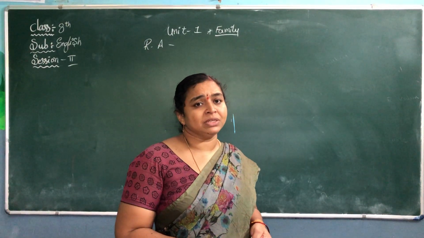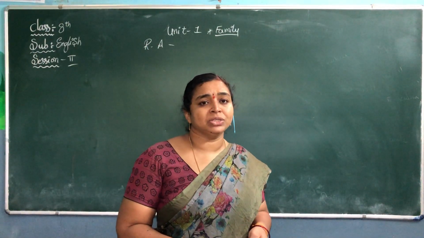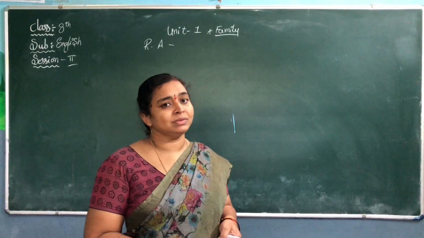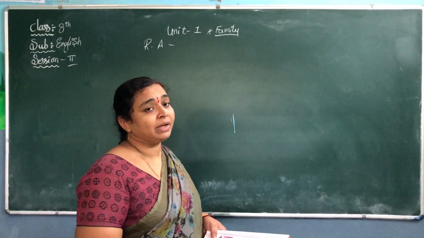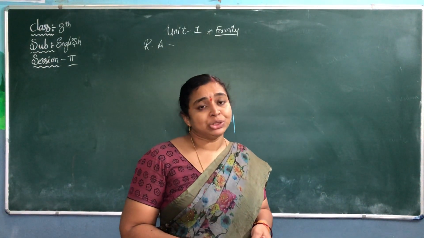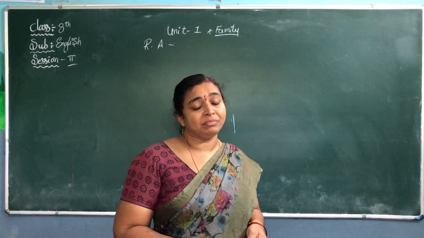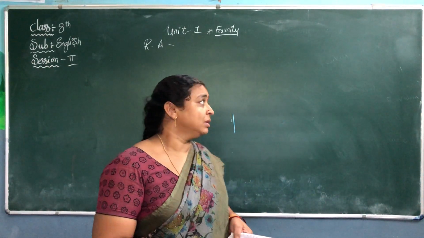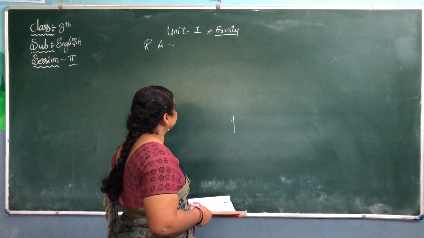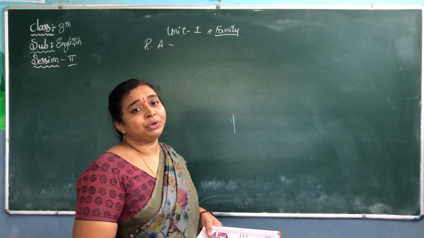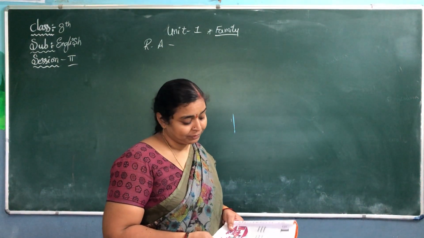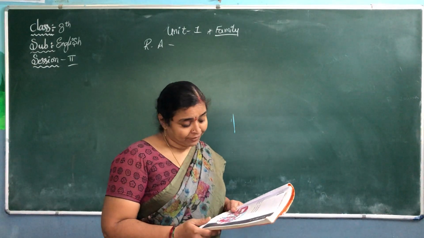Previously, in session 1, I gave the explanation. I told you about the syllabus. In total we have 8 units and 24 reading parts. In that, our first unit, the theme of the unit is family.